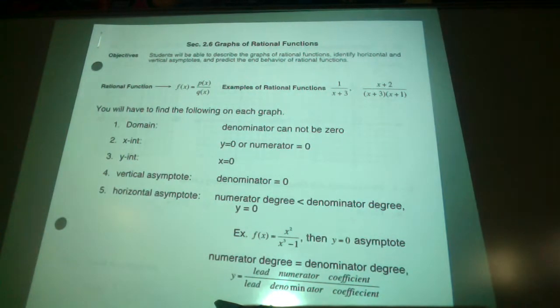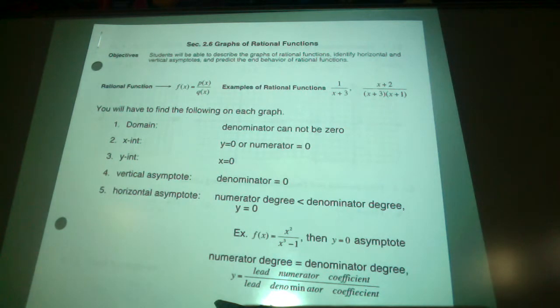So let's review some concepts. There's only one real new concept in 2.6, and that's your slant asymptote. So it allows you the benefit of really learning the concepts that we've been looking at. So if you're at all unsure about anything we talk about, you've got to ask questions.